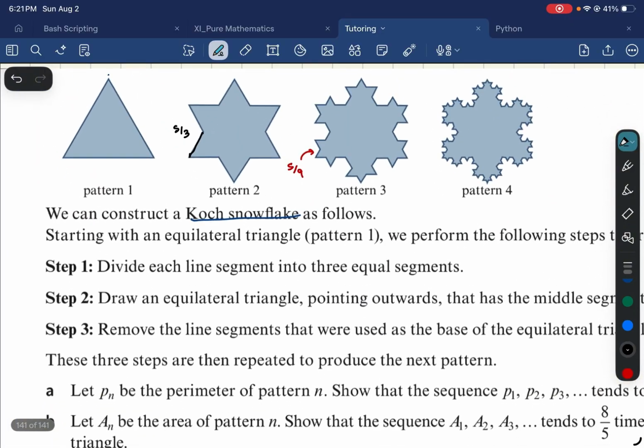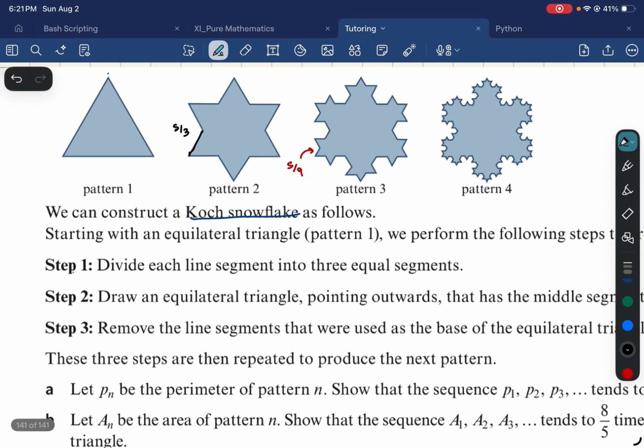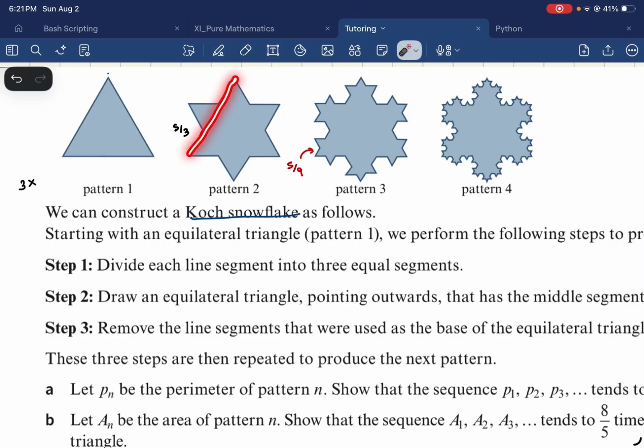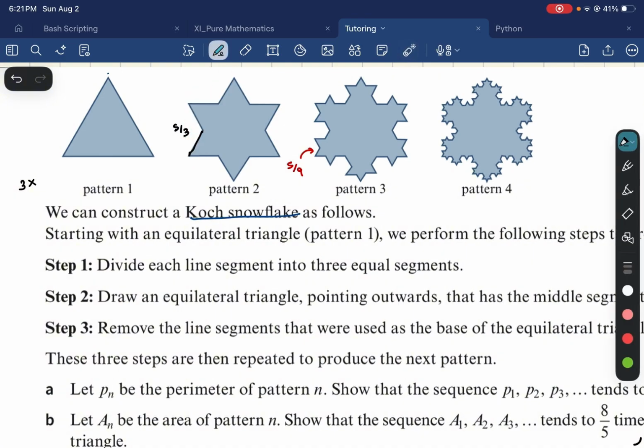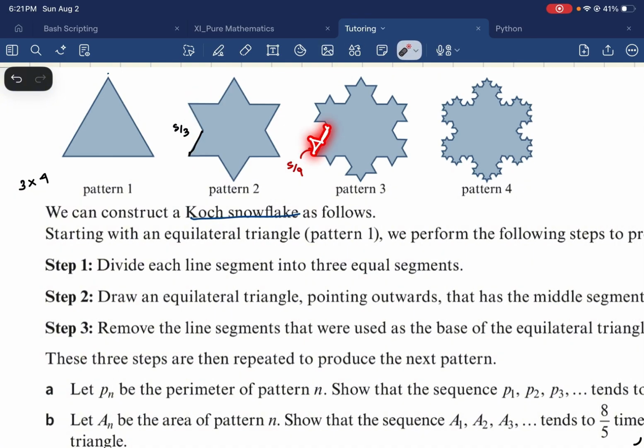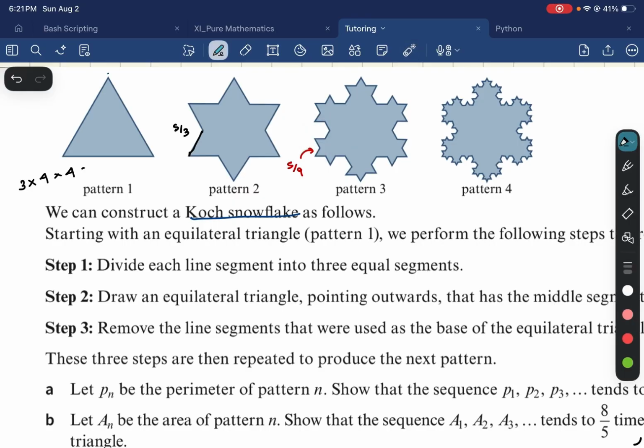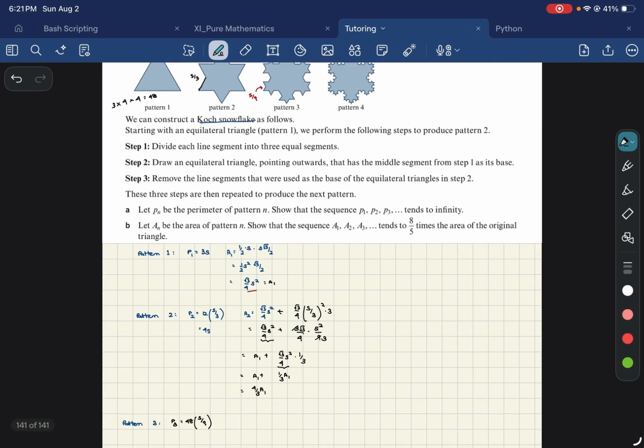So if you think about it, we had 3 sides in our original triangle. And in the second part, each side got divided into 4 lengths, so 3 times 4. And then here, each side again gets divided into 4 lengths. So 4 times 4 is 16, 16 times 3 is 48. So that is why we have 48 sides there.